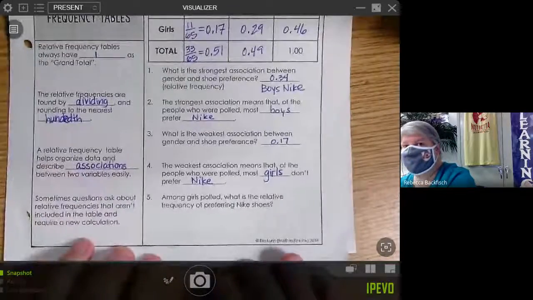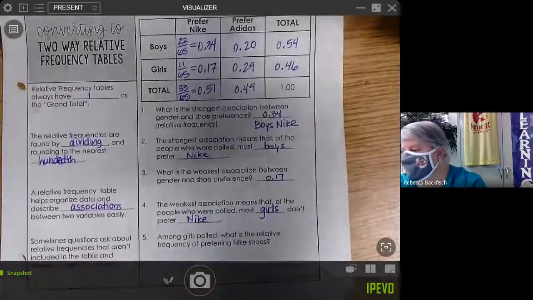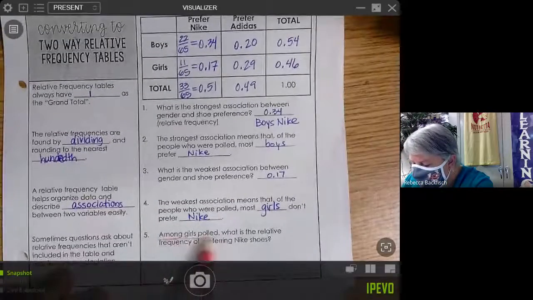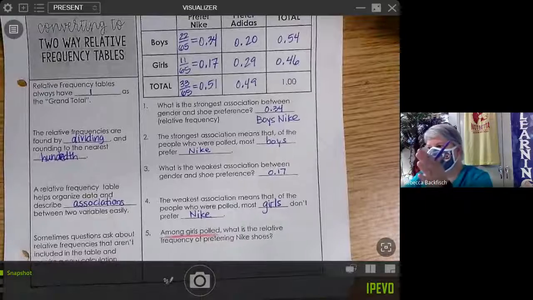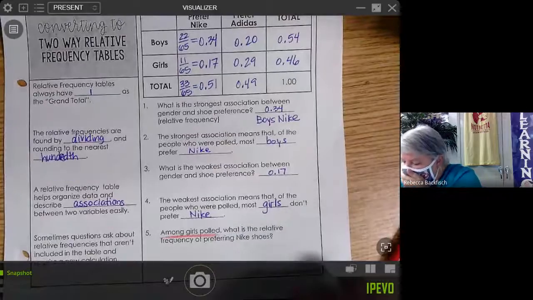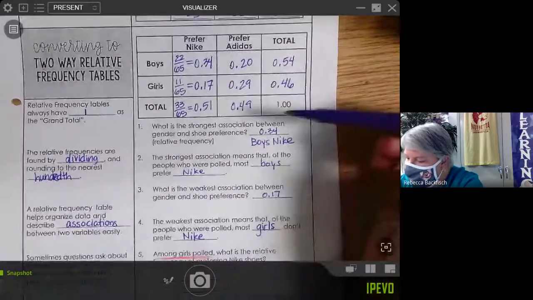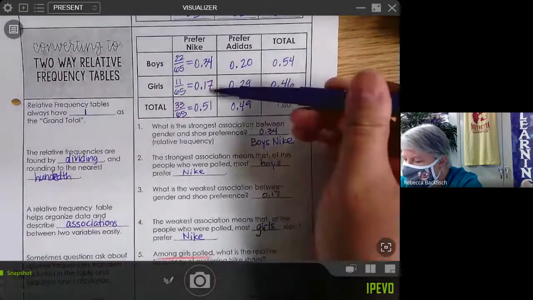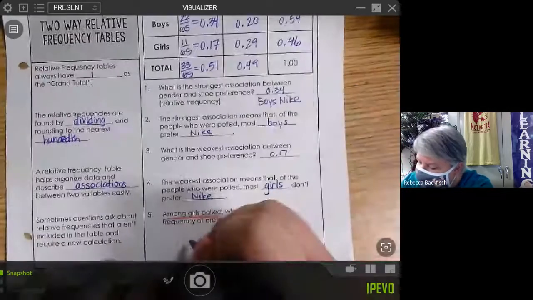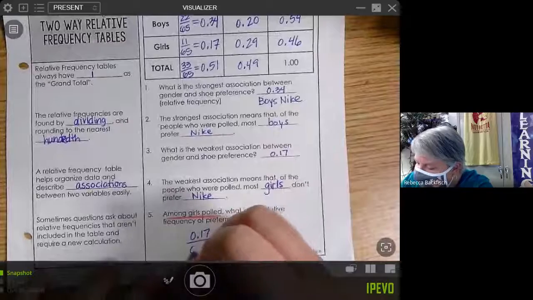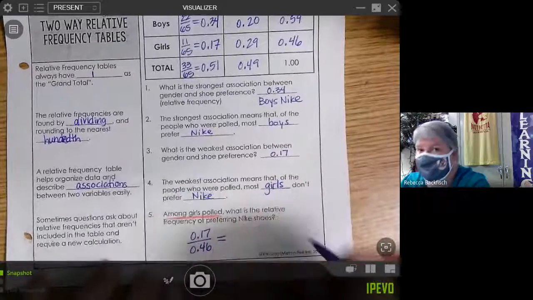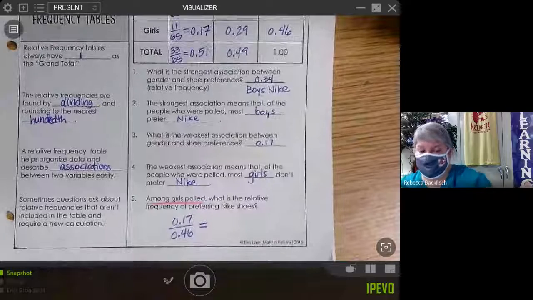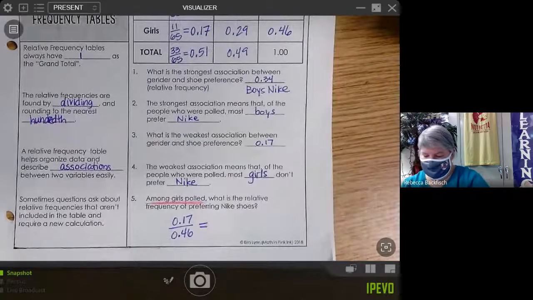Among girls polled. Anytime they say something like among girls polled, and we're going to get into this more tomorrow, that's narrowing down the group. So out of just the girls, that total is 0.46. So out of just that total, what is the relative frequency of preferring Nike shoes? So that's 0.17 out of 0.46. This is actually a conditional frequency when it's just out of a certain group. That's what we're going to spend more time on tomorrow.